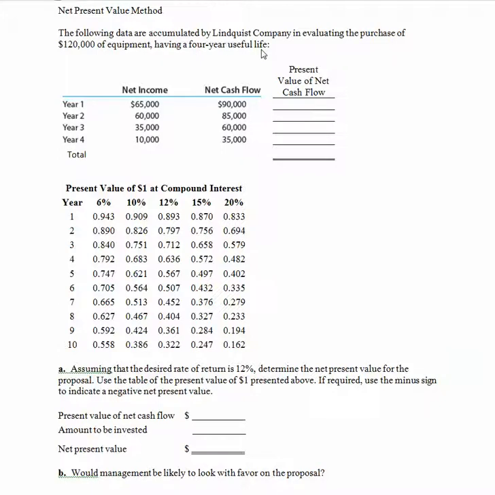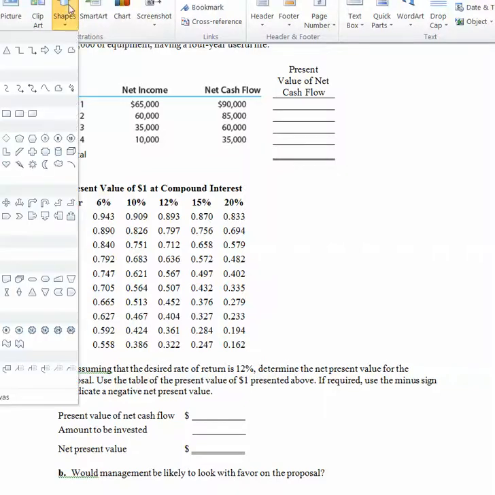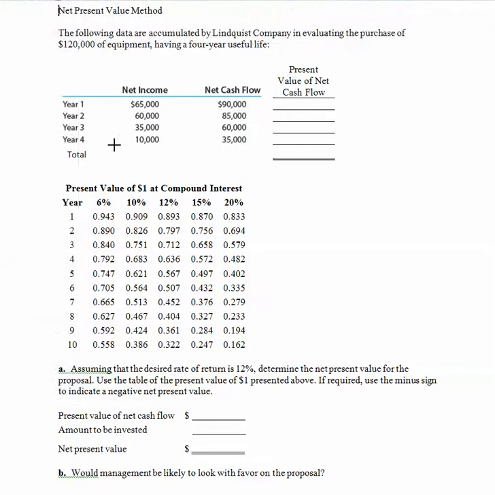Now, one thing to understand about the net present value method is that it is based on cash flows. This method does not take into consideration net income. So I am going to cross out that column. We are not going to consider net income at all. There are other methods of looking at investments that do include the net income in the calculation, but not the net present value. So we're going to only focus on net cash flows.